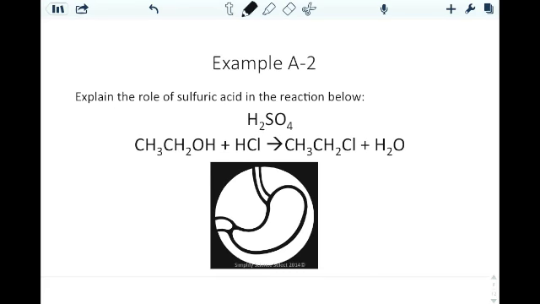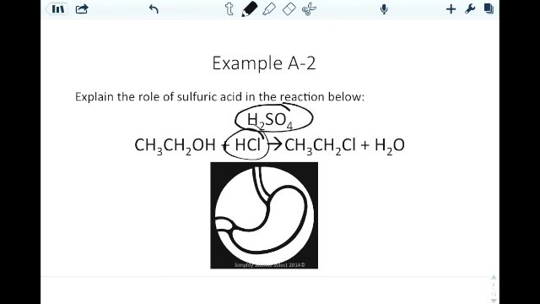Looking at our next reaction, our next example, it says explain the role of sulfuric acid in the reaction below. Well, we're looking at this, and sulfuric acid, since it's over the arrow, we know that it is a catalyst. Okay, and this is basically what's going on in our stomachs. And we see that we have our hydrochloric acid right here, and we're looking at the reaction that's taking place, and we can see that that sulfuric acid is going to act as a catalyst.